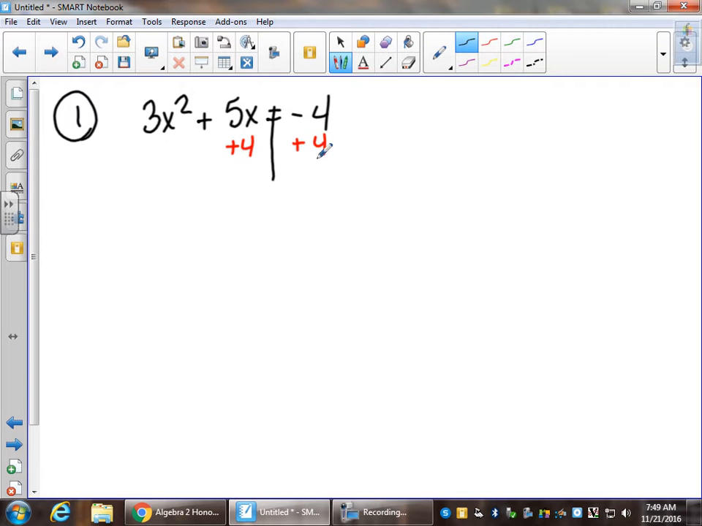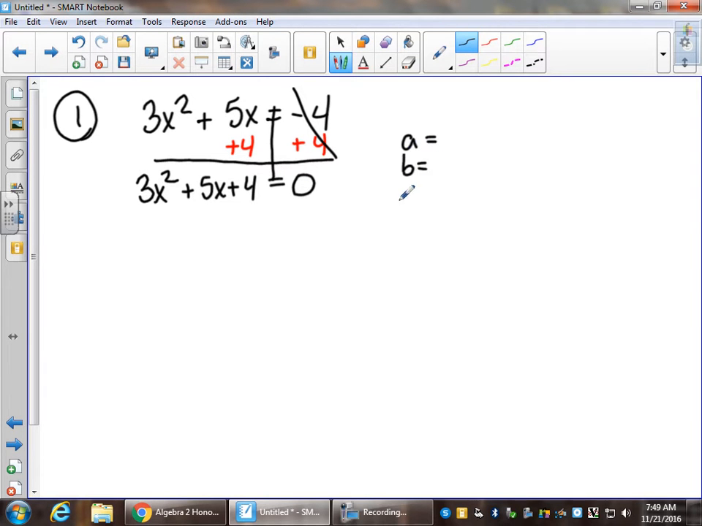Now notice, there's nothing on the left side that this is like terms with. So this will become 3x squared plus 5x plus 4 equals 0. And if it helps, off to the side, we can actually say what's A, what's B, and what's C. A will be 3, B is 5, and C is 4. Because again, this is coming from ax squared plus bx plus c equals 0.